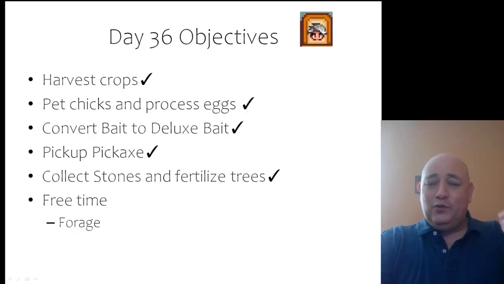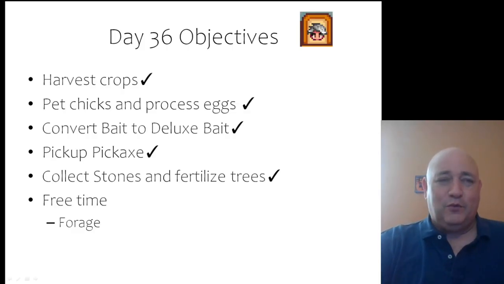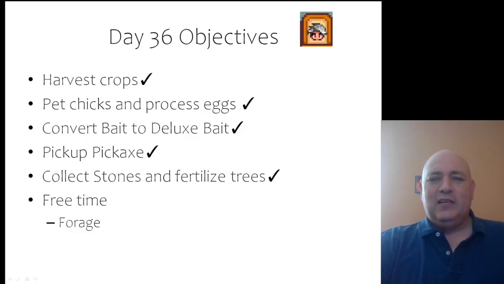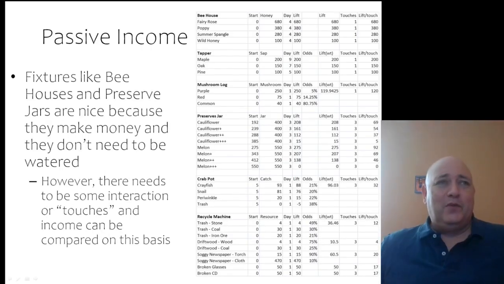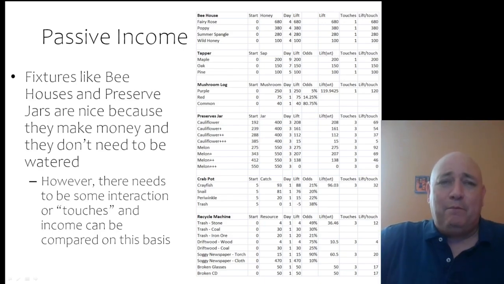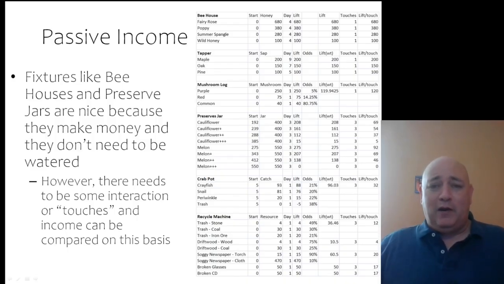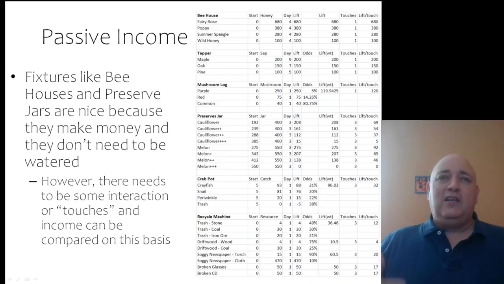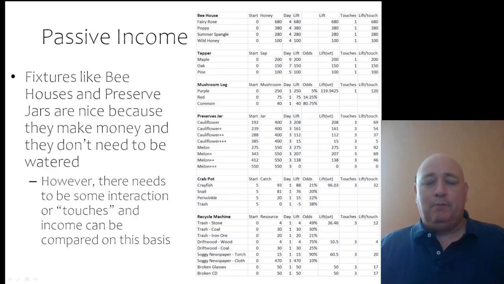I do want to do a little talk afterwards, and this has nothing to do with what Av's doing. It's more strategic-level stuff. Just a bit of a comparison that I was thinking of as far as passive income. We have things like bee houses and tappers and mushroom logs now, and preserves jars and crab pots and recycling machines, and there should be some way to compare them. And it's not just how much money they generate, because if we think that our time in the day is still a bottleneck, then we have to consider how we interact with them.